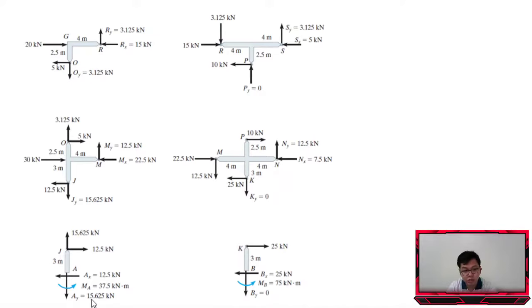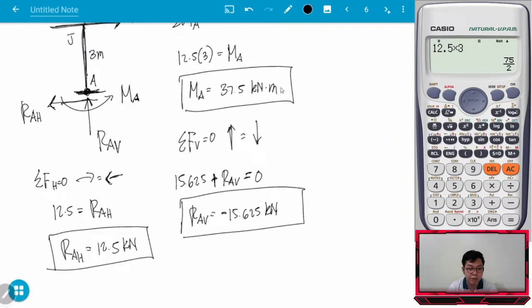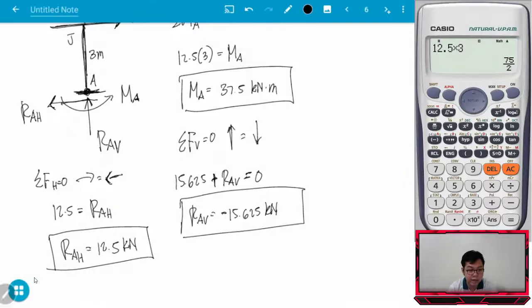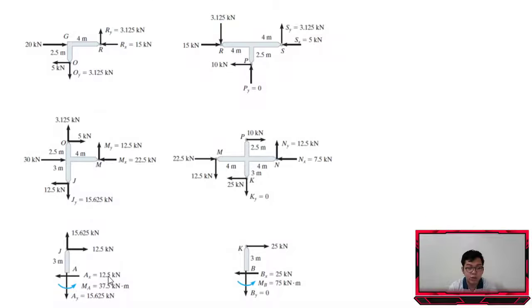Our moment is 37.5. Same with us. And then our AX, or our RAH, is 12.5 kilonewton, also the same as his. So I think we are okay with the reactions at RA that we have obtained.